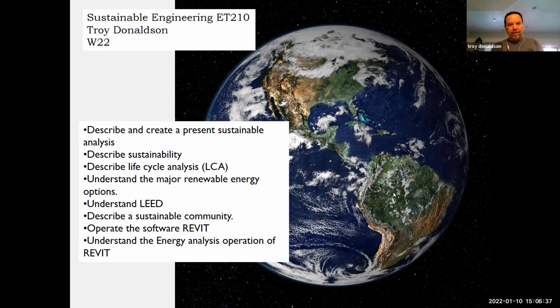But the class is about this list that you see on screen. We want to be able to understand what sustainability is as it relates to engineering. We want to then make sure we understand what a life cycle analysis is, because that's a common tool used in the development of a product these days. We're going to go through the major renewables. You can probably think of the more common ones like solar and wind, but there's things like biomass and geothermal. And a few others that we're going to go through. So hydro is known as a sustainable energy source. So we're going to talk about energy. We're going to talk about the consumption of energy.